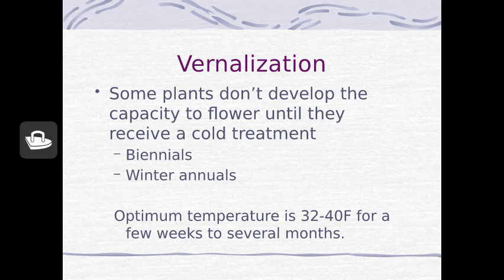It takes a period from a couple of weeks to several months to induce flowering, depending on the species and the temperature. Biennials, for example, require cold temperatures before they'll flower. Carrots are a good example of a biennial that will flower after it's in the second year of growth.